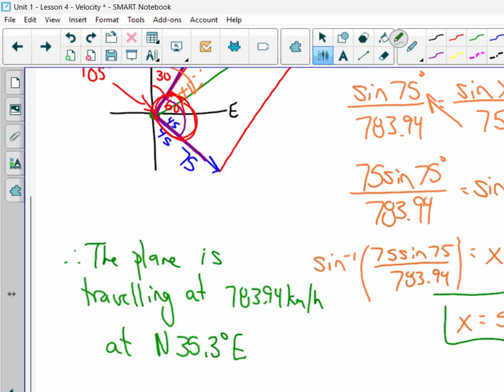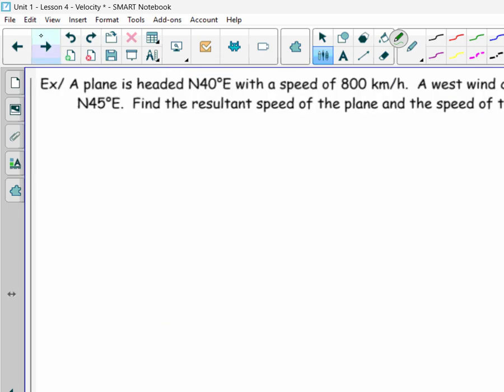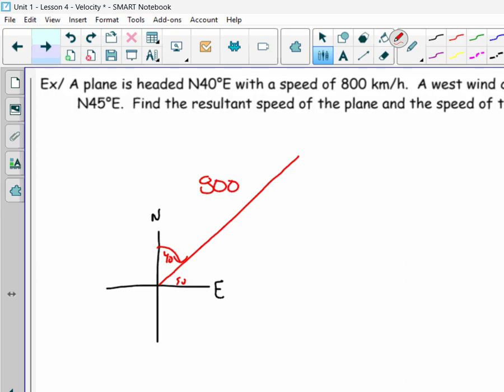Okay, so the old trick we've been doing, we're just applying it a new way with some vectors. And we're going to try another one. Okay, if you can, pause, try this one yourself. Okay, a plane is headed north 40 east. Right, compass, north, east. I'm going 40 towards the east this time. So I'm going to go this way. That's 40, which makes this 50 if I need it. It's 800 kilometers an hour.